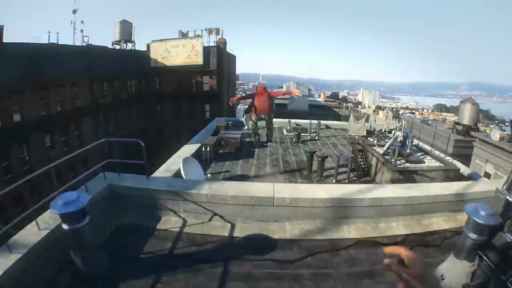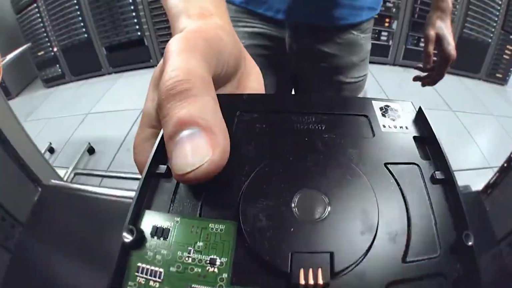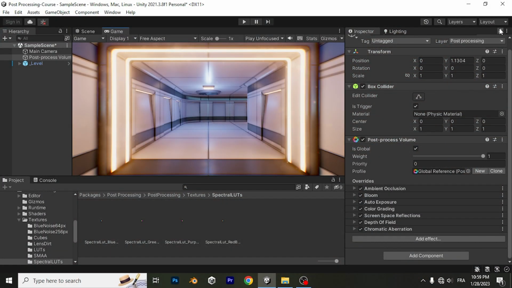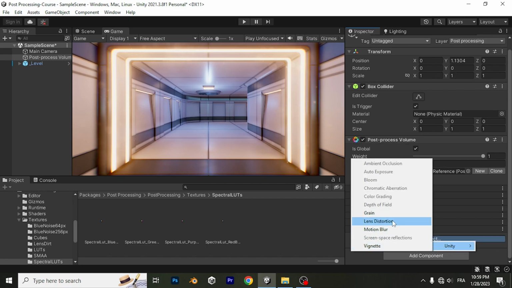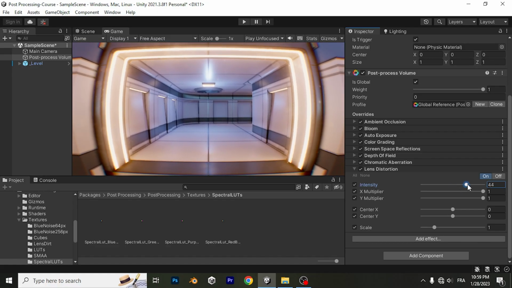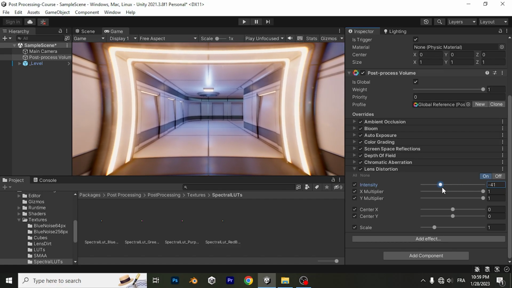The lens distortion effect is used for many purposes in video games, whether for simulating real-world effects or to serve other gameplay purposes. In Unity, unlock the inspector, then go to Add Effects, Unity, then add the lens distortion effect. The lens distortion effect has a couple of properties to configure. Intensity determines how convex or how concave the virtual lens is. Positive values give a barrel distortion, and negative values give a pincushion distortion.